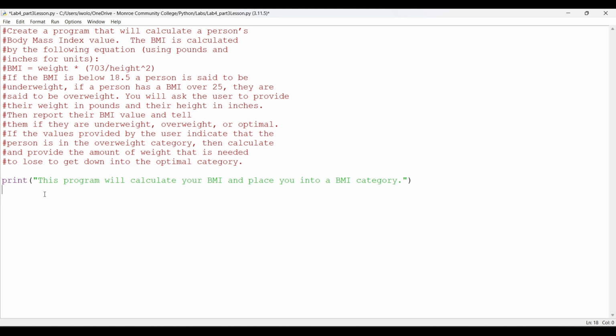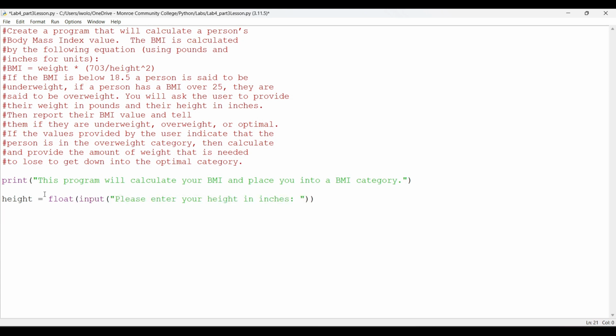Alright, now once we did that, we want to start getting the values from the users. So I'm going to say height equals, and then I'm going to say float because the user can enter a float as their height. So I'm going to say input, then I'm going to say please enter your height, and we want to say in inches just so we know that we're in the same scale here.